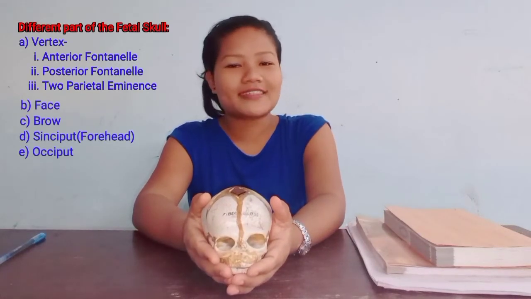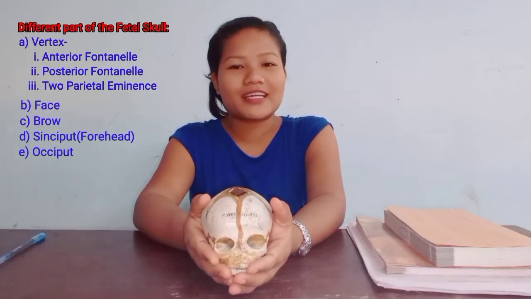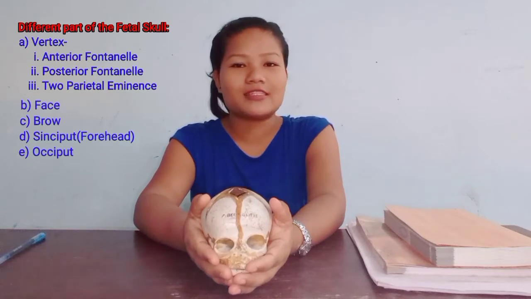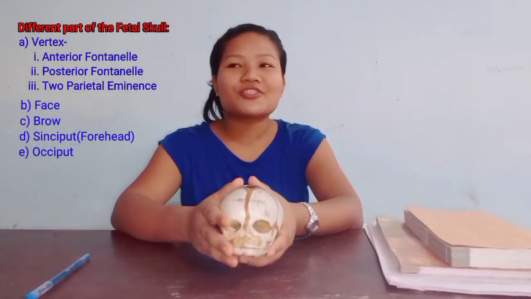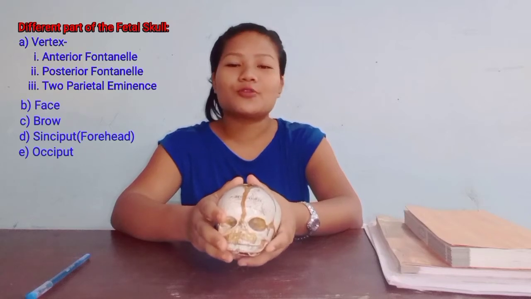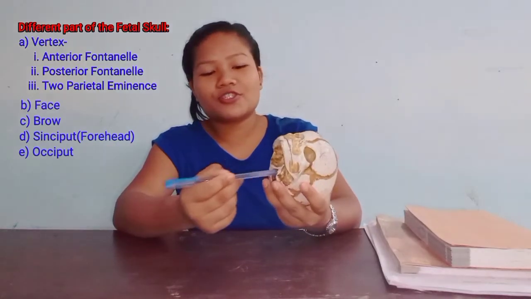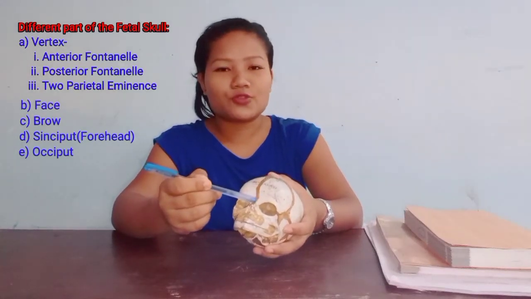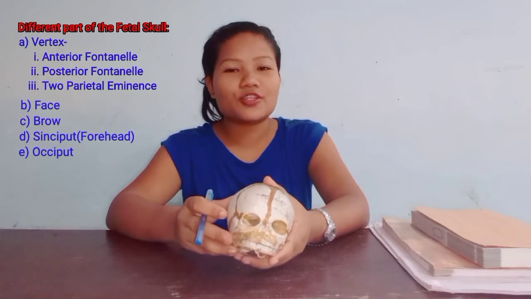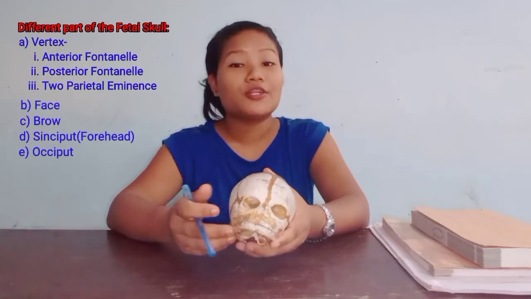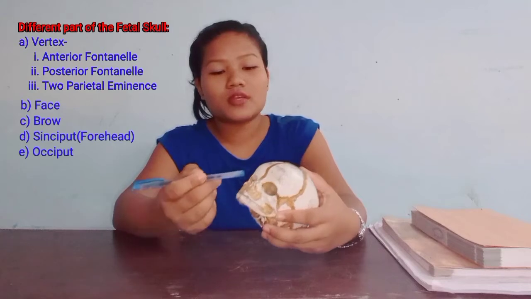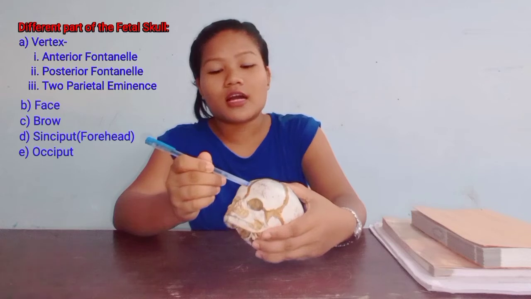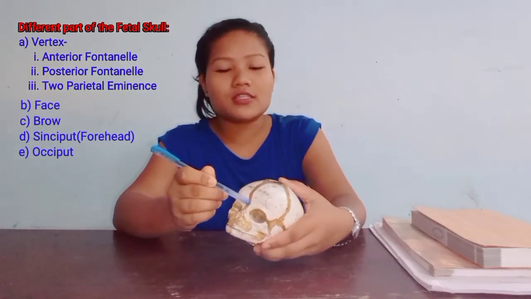Different parts of the fetus skull are vertex, under vertex, anterior fontanelle, posterior fontanelle, and parietal eminence. Face is from the junction of the head and neck to the root of the nose. This one is the root of the nose you see here. And the brow is from the anterior fontanelle to the root of the nose. This one is the anterior fontanelle you see here, and up to the root of the nose. This is called brow.